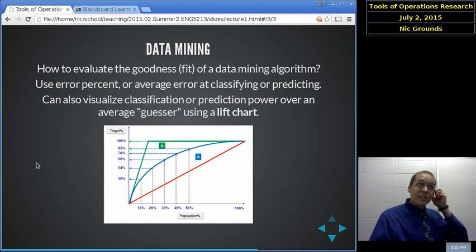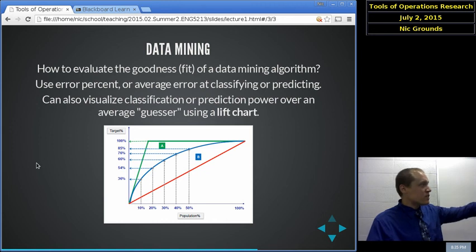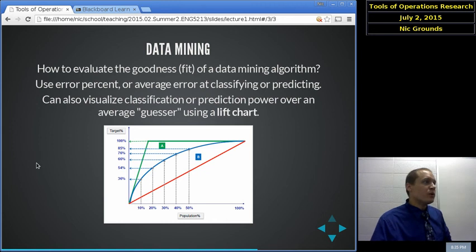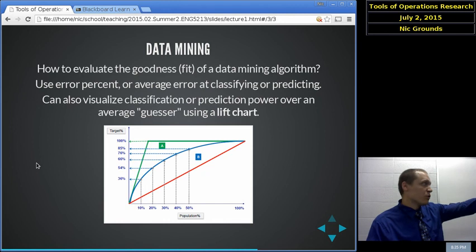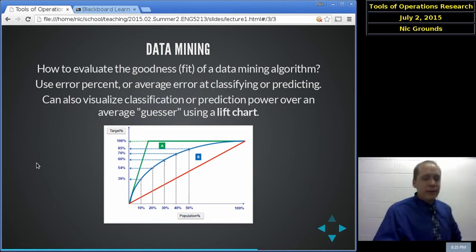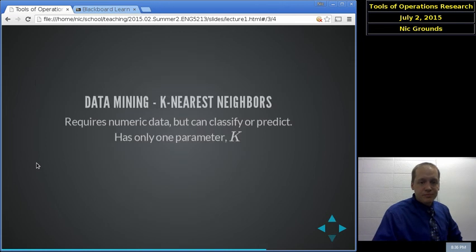The simple answer is you just want the largest distance between the blue and red lines. In this case, the blue line being the data mining algorithm, the red line being the average. The bigger the distance above, the better.